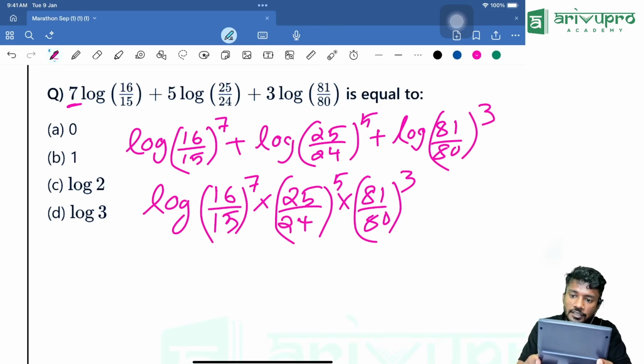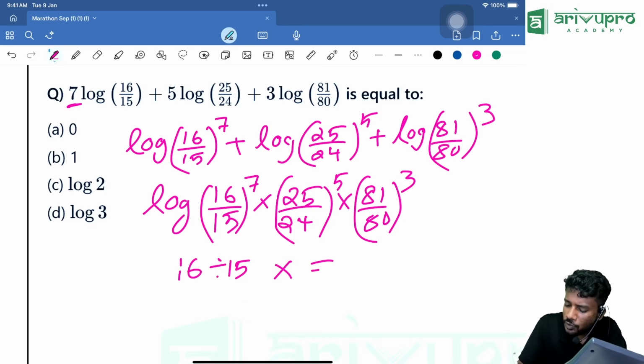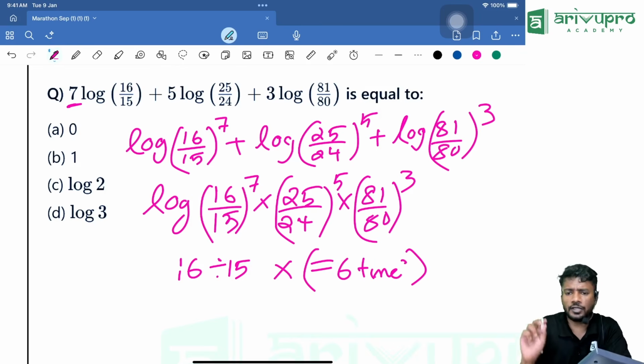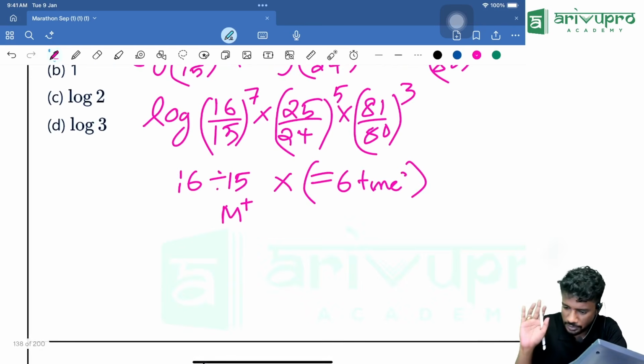16 by 15 is equal to 1.06. Then press equal to how many times? 6 times. Just keep that value in your memory if required. I am not saying it is necessary to do that.